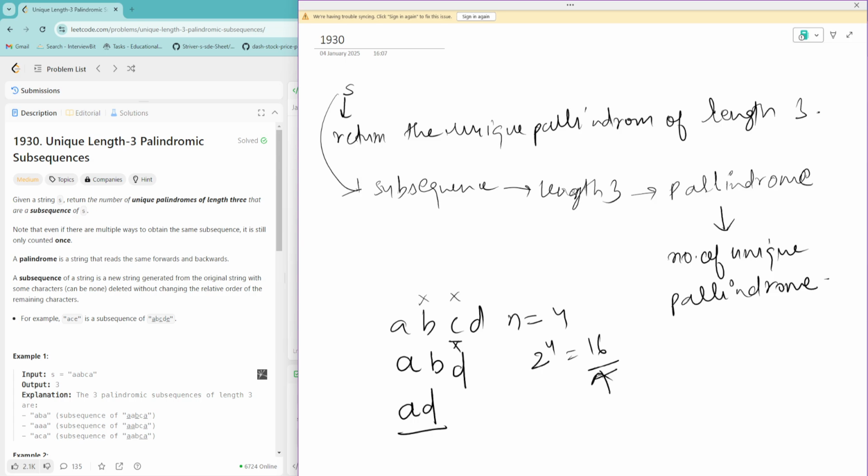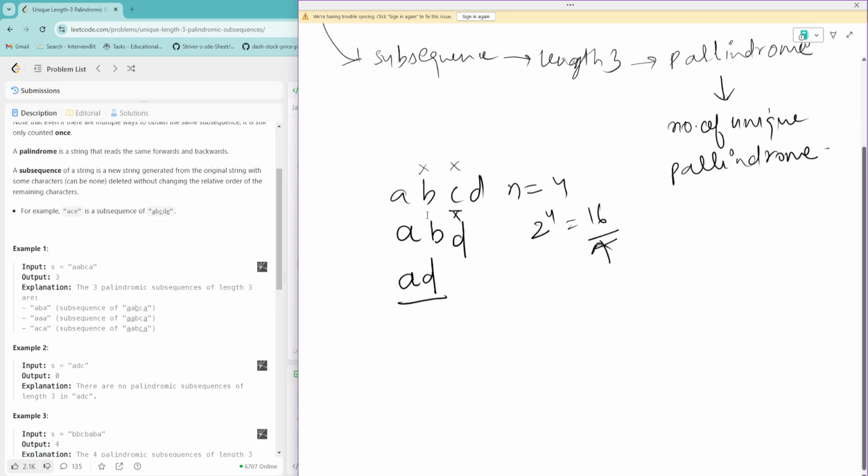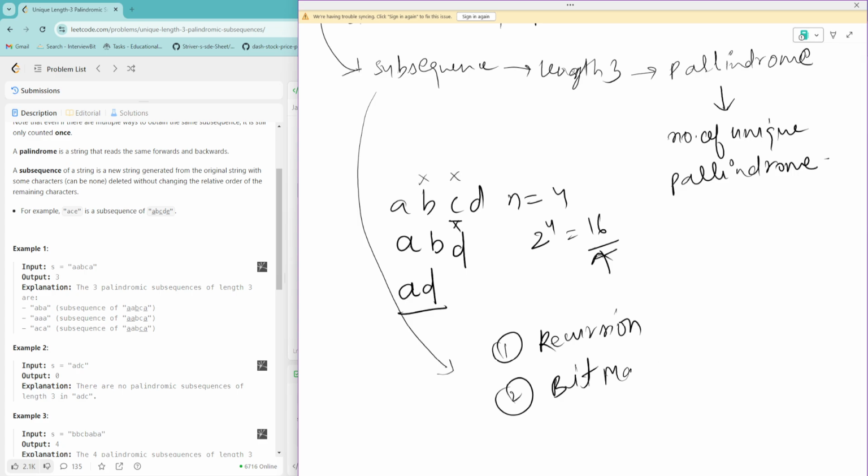Okay. So our first requirement is, for the given string, I need to find all the subsequences. How can I find all the subsequences? There are two methods. First is using recursion and the second is using bit manipulation. Both the methods require order of 2 raised to power n time complexity to find all the subsequences of the given string.